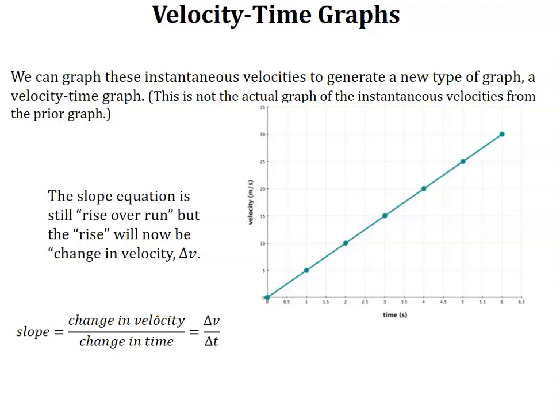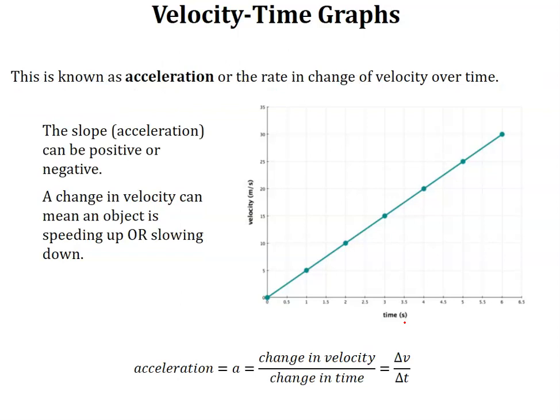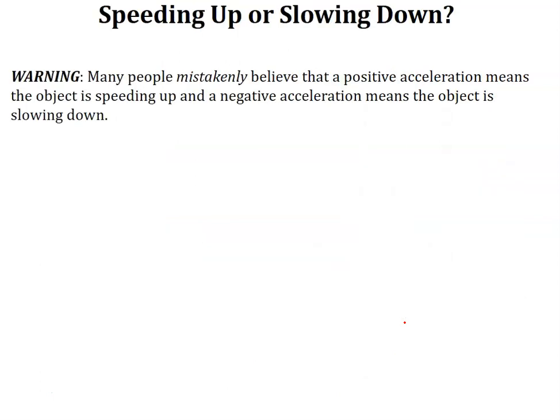Now, with our new velocity versus time graph, the slope is still our rise over run, but in this case, the rise is now going to be change in velocity, or delta v. So the slope is the change in velocity over the change in time. This concept is known as acceleration, or the rate of change of velocity over time. The slope, or the acceleration, can be positive or negative. A change in velocity can mean an object is speeding up or slowing down. But you have to be careful with those. Here's a warning.